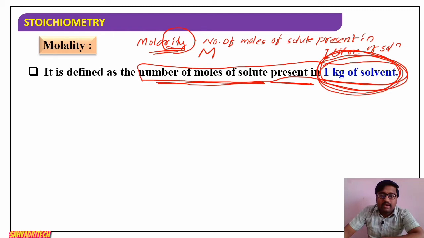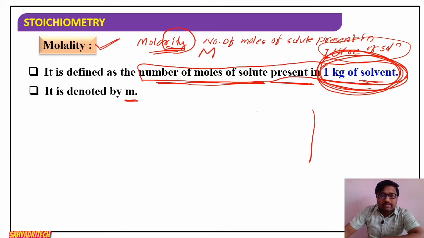So in case of molarity, we say 1 liter of solution. In case of molality, what we are saying? 1 kg of solvent. Okay, yes. So if we consider denotation, how this molality is denoted, it is denoted by small m. So if we consider molality and molarity, molality is small m, molarity is capital M.